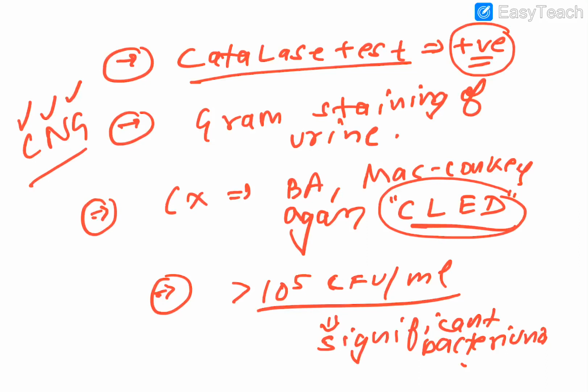Okay. Whereas if the number is between 10 to the power 4 to 10 to the power 5, then you have to relate with the symptoms and signs. So that is also another thing. Okay. And a lower count than this is insignificant. You can avoid them.